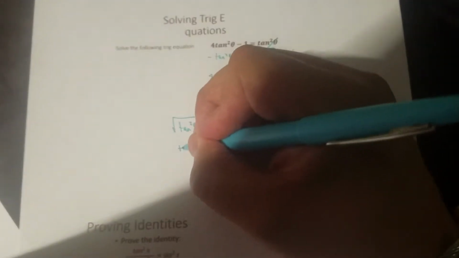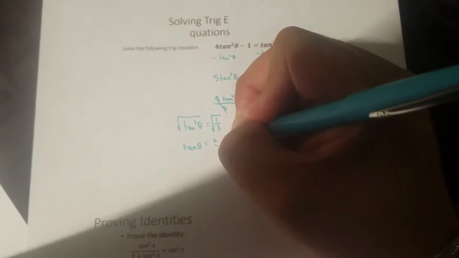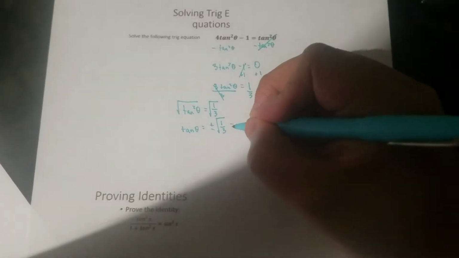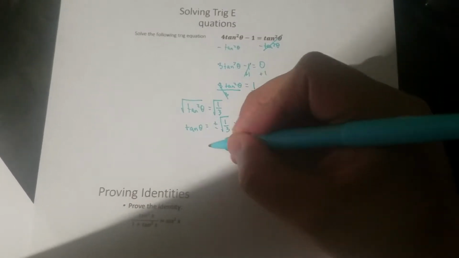Okay, and since this is squared, what I want to do is square root. So tangent theta equals plus or minus square root of 1 over 3. Which, guys, I can split this up. Plus or minus square root of 1 divided by square root of 3. Which square root of 1 is just 1.